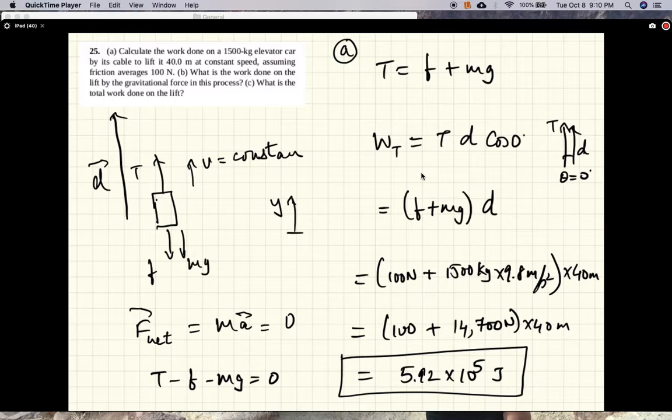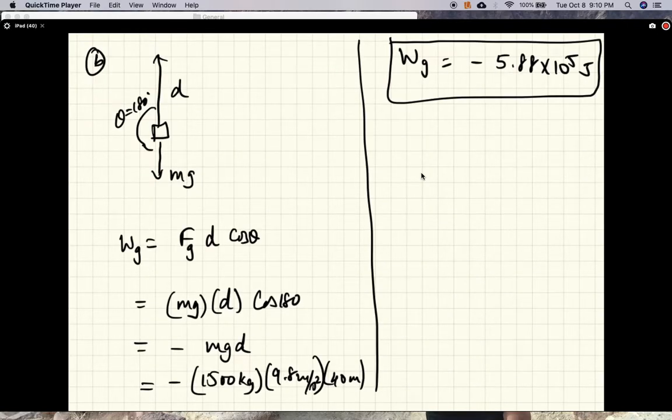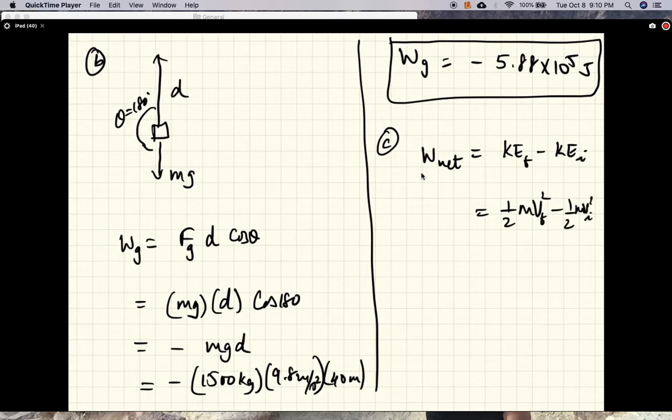Now, what is the total work done on the lift? We have the work-energy theorem which says the net work done, which is the work done by all the forces acting on the object, shows up as change in the kinetic energy of the object. Now the object is moving at constant velocity, so the final kinetic energy is the same as the initial kinetic energy since the velocity is the same, and this change is 0.